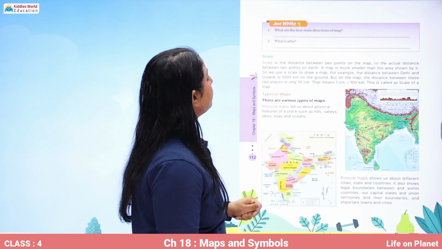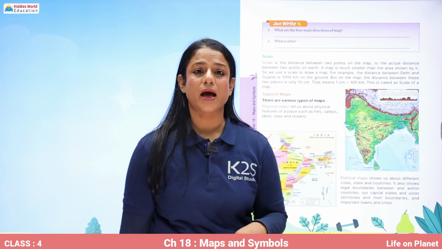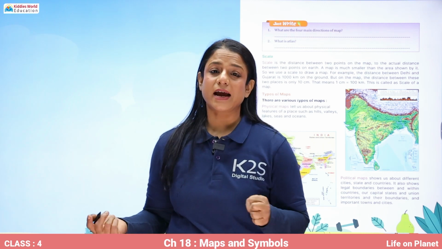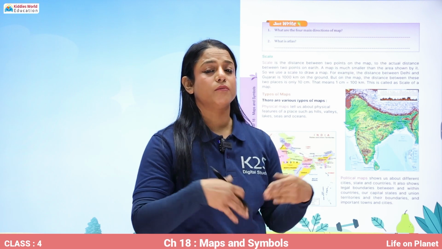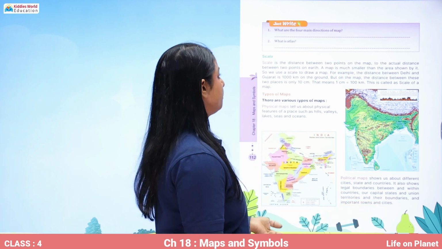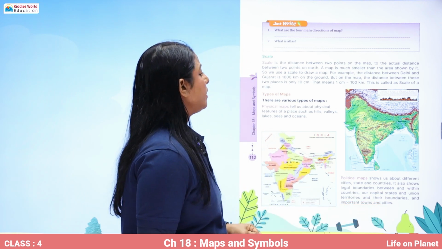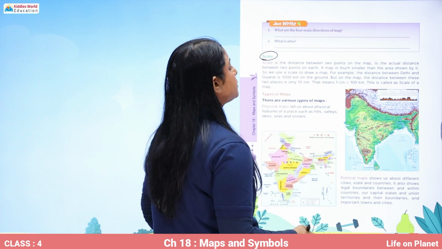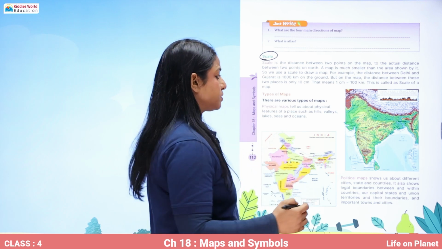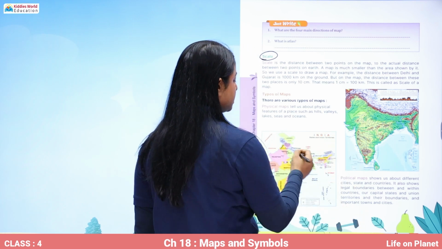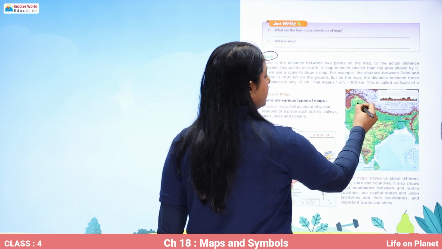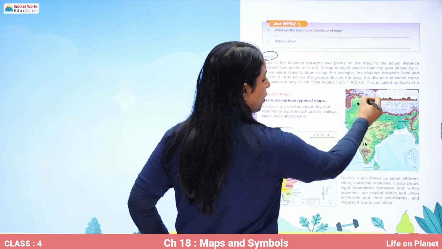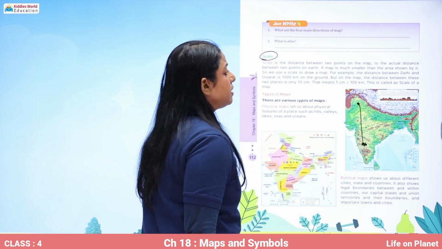Now let's write what are the four main directions of a map: east, west, north, south. What is an atlas? An atlas is a compilation of many maps together. Scale. Now what is scale? Scale is the distance between 2 points on a map. If I have to show the distance from this point to this point, this is called a scale.